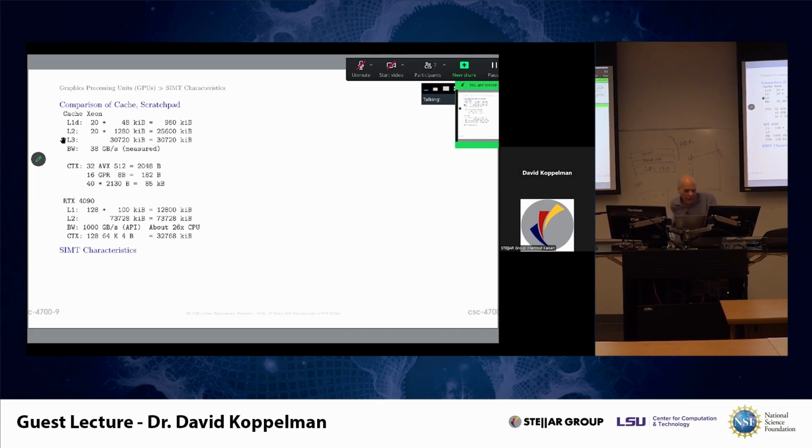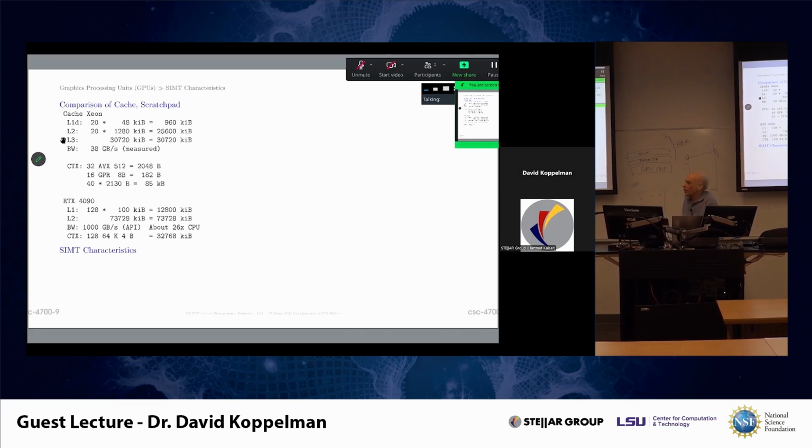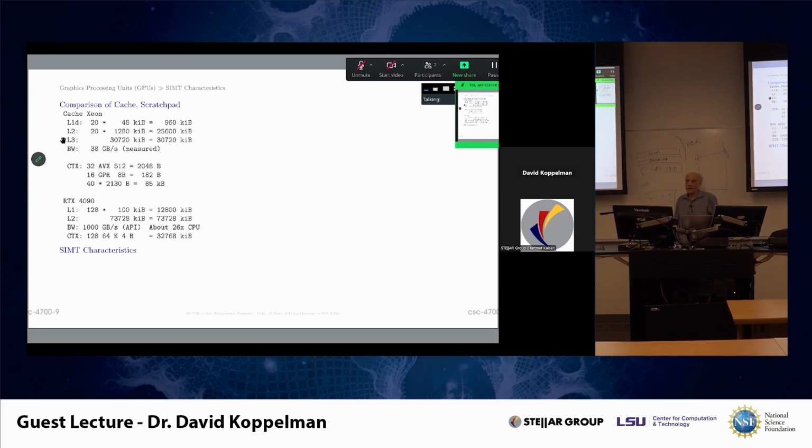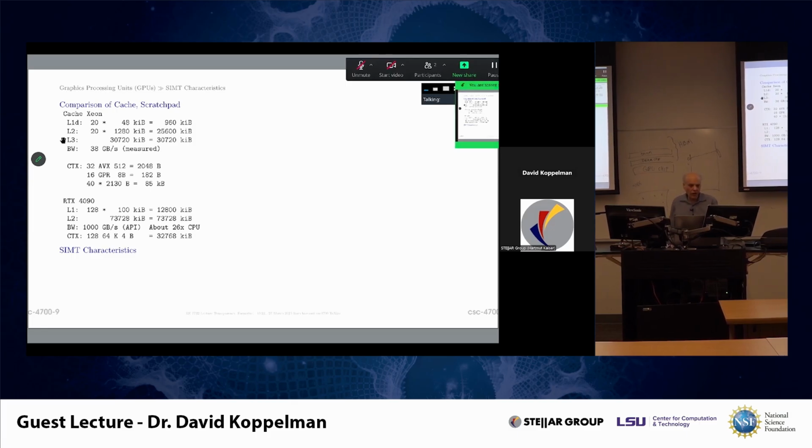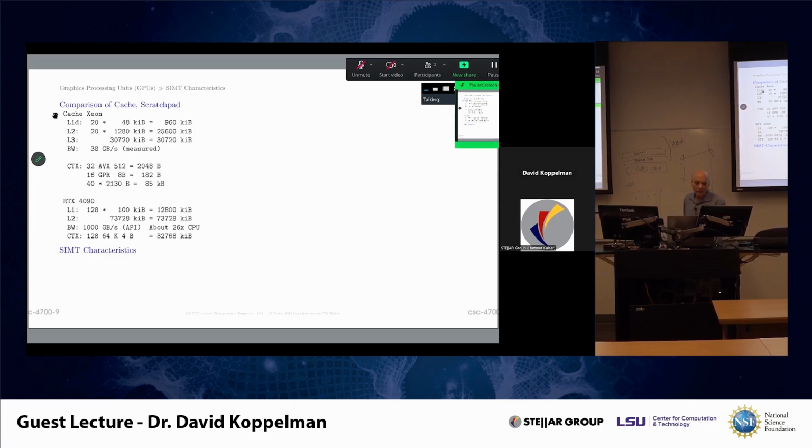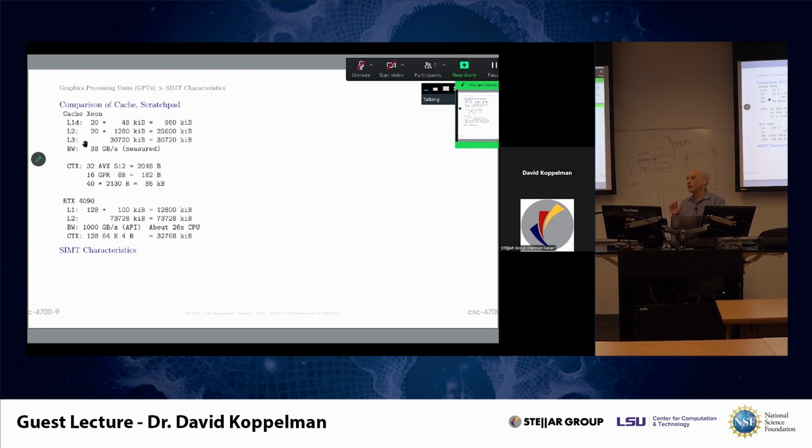All right, so I didn't have time to format this, but another big difference is in cache. So here, a quick look at the cache. On the Xeon, the level 1 data cache is 48 KB per core, 960 KB total. Level 2, which is local to a core, is 1.2 MB per core, 25.6 MB total for the chip. And the level 3, which is also on chip and shared, is 30 MB.